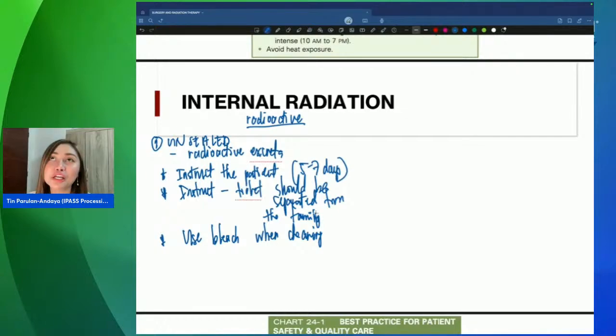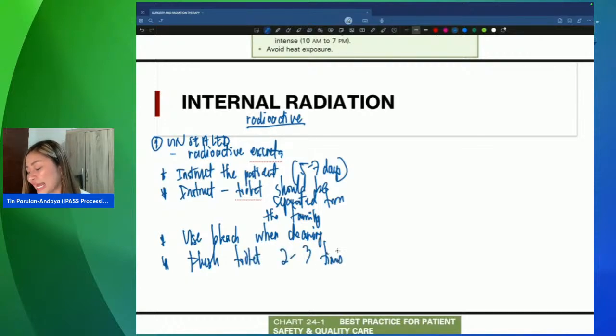Okay, how about for flushing the toilet? Instruct the patient to flush the toilet 2 to 3 times. So what have you noticed? Most of the interventions here focus on, very good, the excreta, right? Because we're expecting radioactive body fluids here.